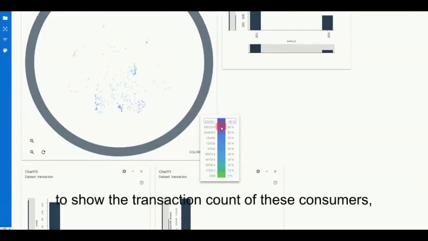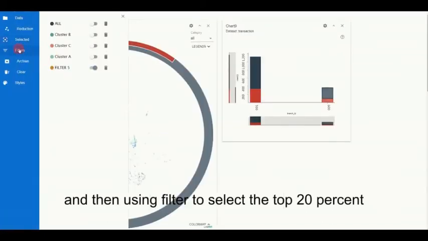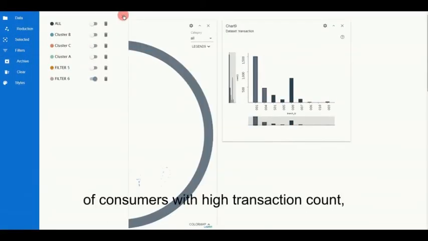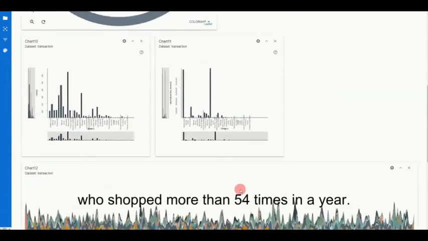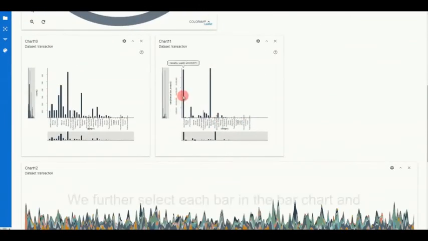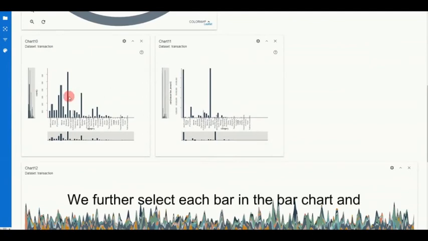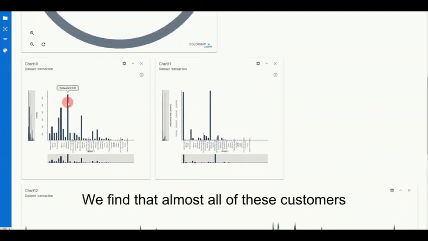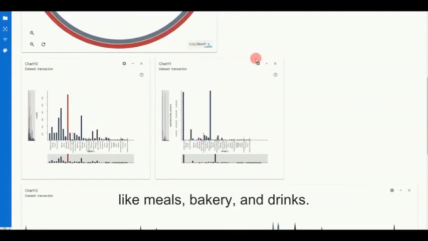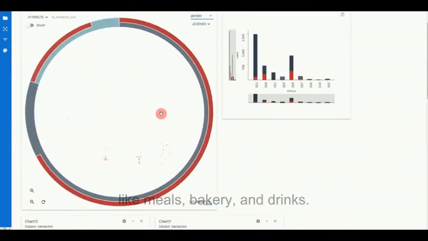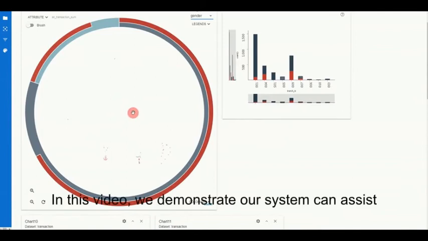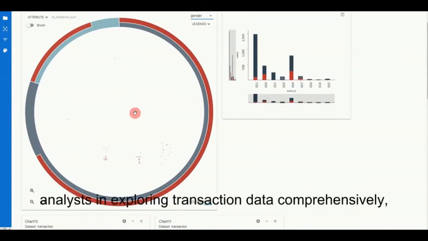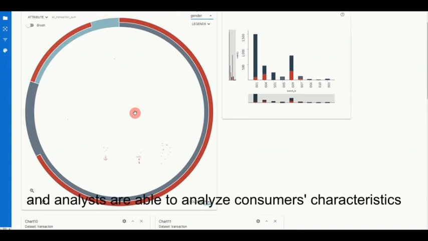map to show the transaction count of these consumers, and then use a filter to select the top 20% of consumers with high transaction count, who shopped more than 54 times in the year. We further select each bar in the bar chart and examine their distribution on the ring. We find that almost all of these customers purchase a certain category of products, like meals, bakery, and drinks. In this video, we demonstrate our system can assist analysts in exploring transaction data comprehensively, and analysts are able to analyze consumers' characteristics through different aspects.